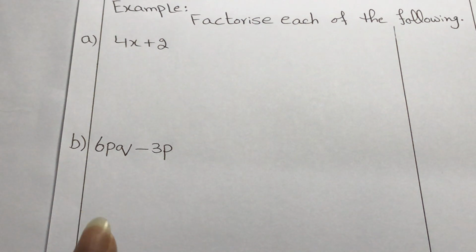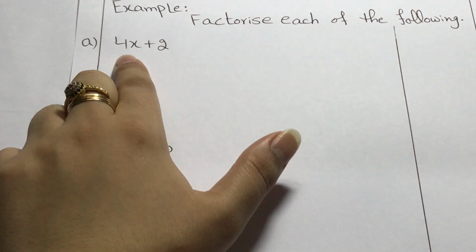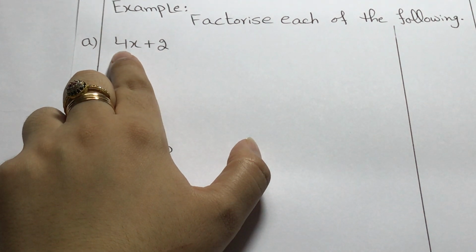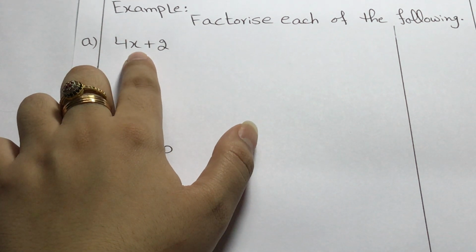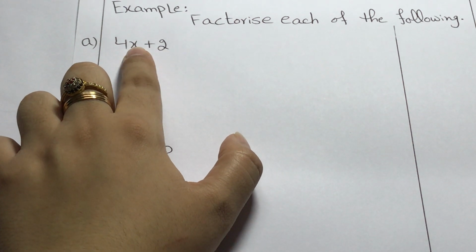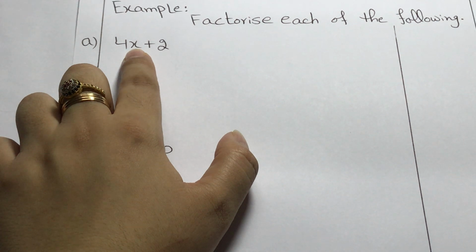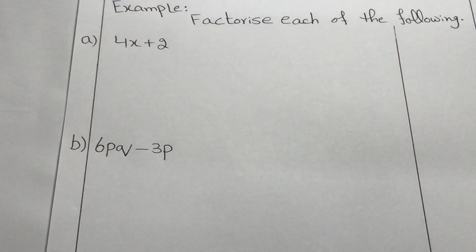The first thing you have to do, you have to identify the common factors or the common variables. Here you can see you have only two terms, 4x and 2. Here you have only one term with a variable, and the second term is a constant term. So we cannot find common variables. We can only find common factors.